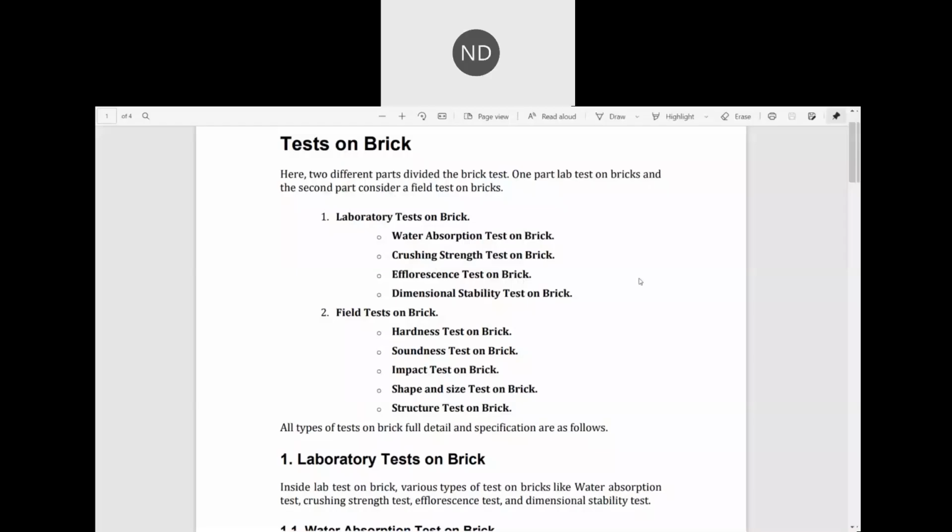Okay, today we'll be talking about different tests. So today on the brick tests, we'll be talking about brick test. For that, let me share my screen first of all. Okay.